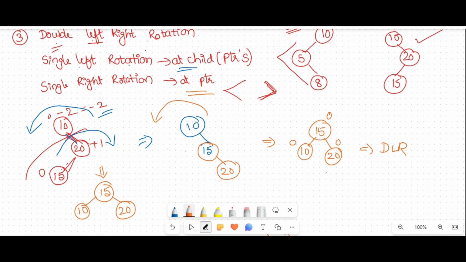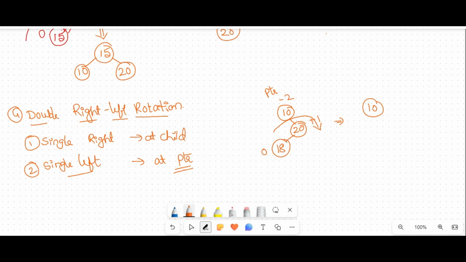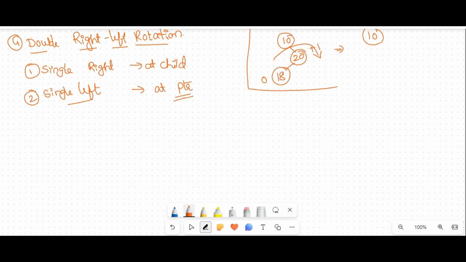This we already discussed. This is not the example. Here you will actually get double left right rotation. Consider another example, where this case you are not getting. Now consider this example, where you will get this case: 10, 5.